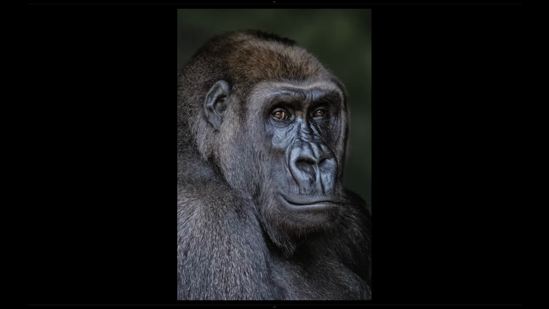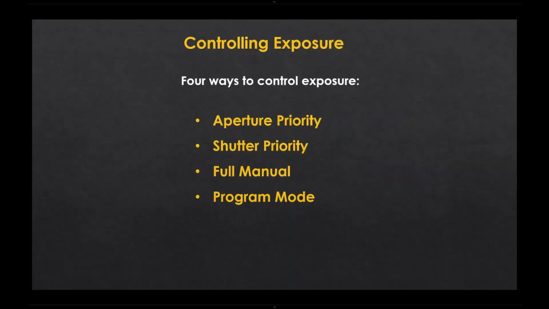So we've now had a look at what the different things do, aperture, shutter speed and ISO, and how they individually control different aspects of our photographic work. So now it's time to move on and have a look at how we control those exposure settings. And essentially there are 4 different ways that we can control exposure.